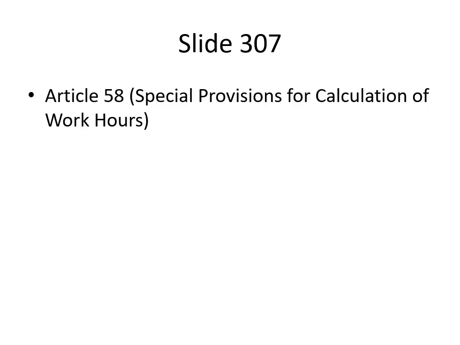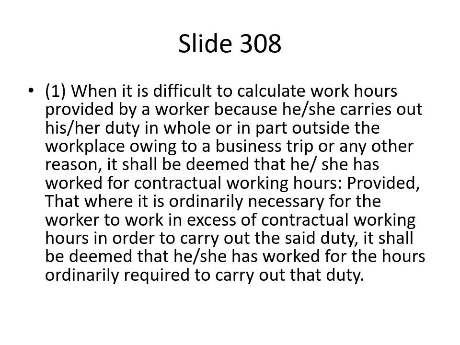Article 58. Special provisions for calculation of work hours. 1. When it is difficult to calculate work hours provided by a worker because she carries out her duty in whole or in part outside the workplace owing to a business trip or any other reason, it shall be deemed that she has worked for contractual working hours, provided that where it is ordinarily necessary for the worker to work in excess of contractual working hours in order to carry out the said duty, it shall be deemed that she has worked for the hours ordinarily required to carry out that duty.